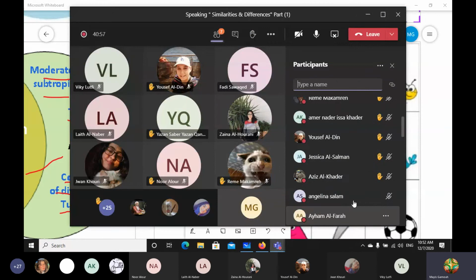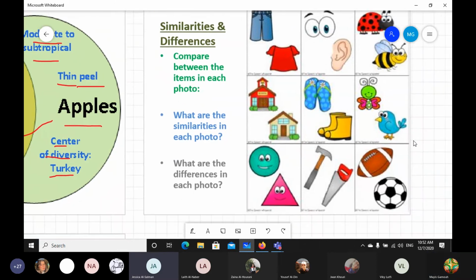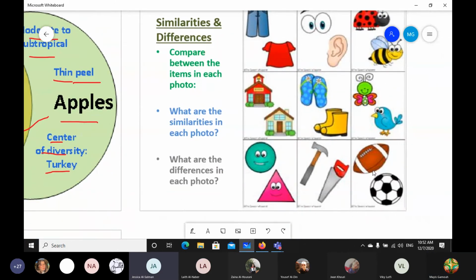Jessica. Yes, teacher. Football, different baseball. It's color orange and white, and football ball, it's color white and black, and similar for.